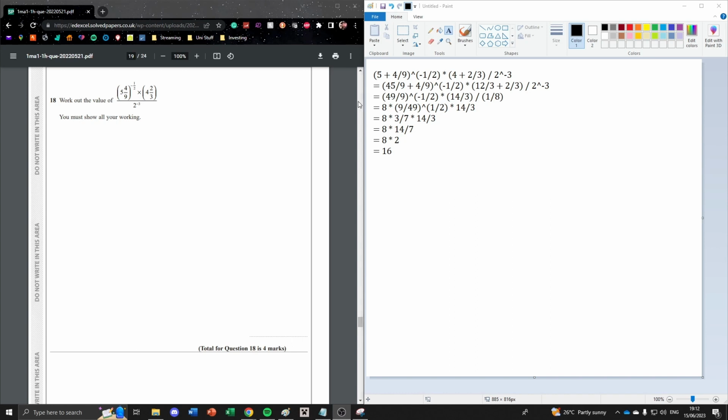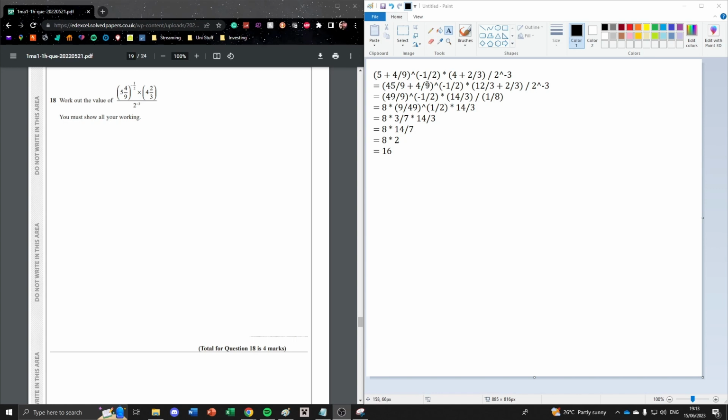So first of all, mixed numbers, as in 5 and 4/9. These are terrible. These are what's going to cause a large number of mistakes, and so we're going to want to get rid of them as quickly as we can. So even at the start here, you can see I've written 5 plus 4/9, because that's what that actually means, to the power of minus a half times 4 plus 2/3, all divided by 2 to the power of minus 3. So immediately we can turn 5 into 45 divided by 9, plus 4/9 obviously, to the power of minus a half, times by, and we've turned 4 into 12 over 3, plus 2 over 3, again all divided by 2 to the power of minus 3.